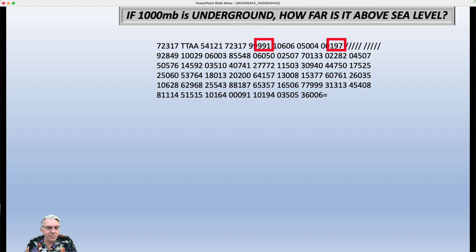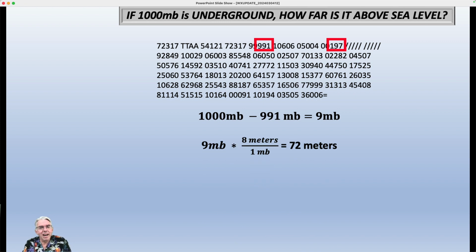So it is saying that it's 197 meters above sea level. So how did they come up with that? Well, the station pressure is 991 millibars, and we want to know what the height is above sea level of 1,000 millibars. So that's a 9 millibar difference. We take 9 millibars times 8 meters per millibar, and we get 72 meters.